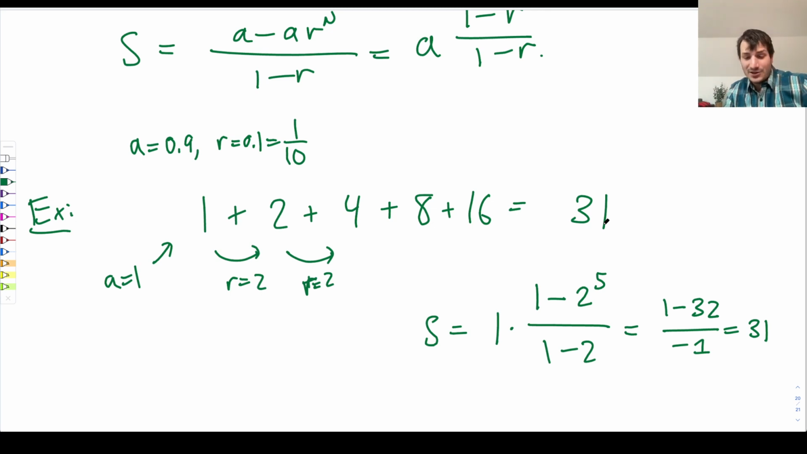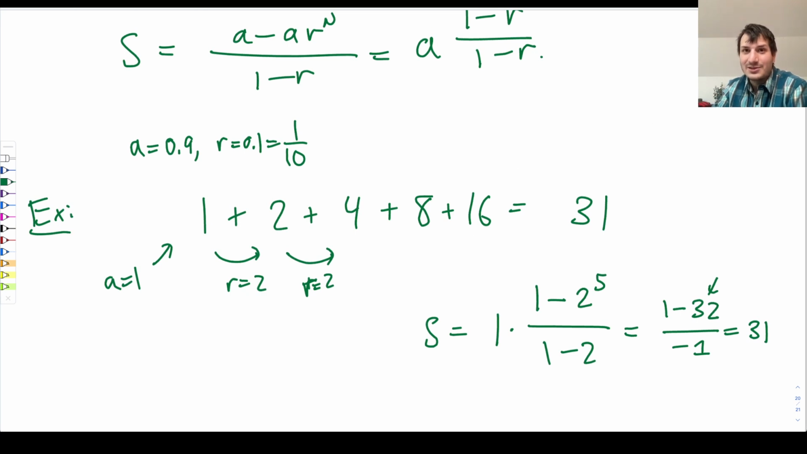So in general, the sum of powers of 2 is always the next power of 2 minus 1. Just 1 less than the next power of 2, just like we saw over here. Okay, so that's how you do the sum of a geometric sequence, which is covered later in the notes, but this is how it actually happens.